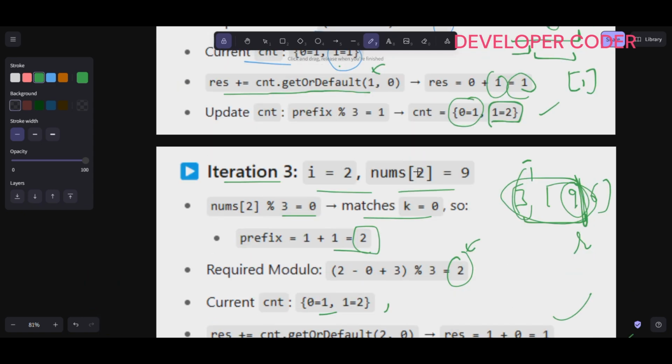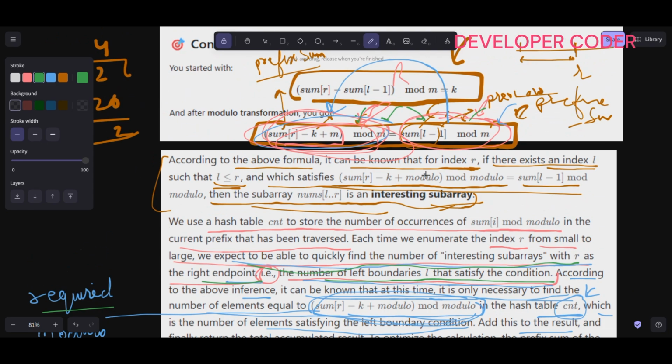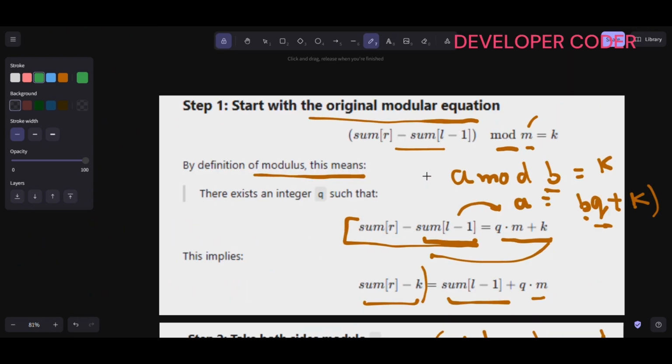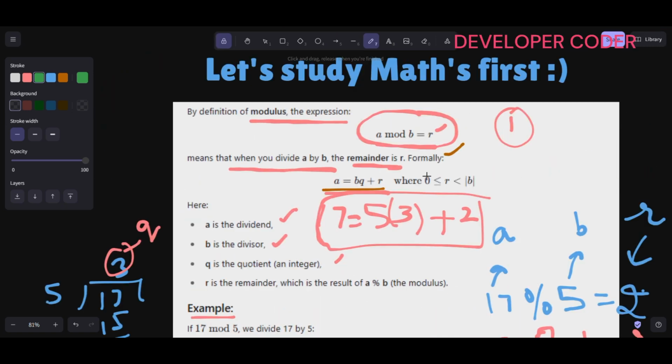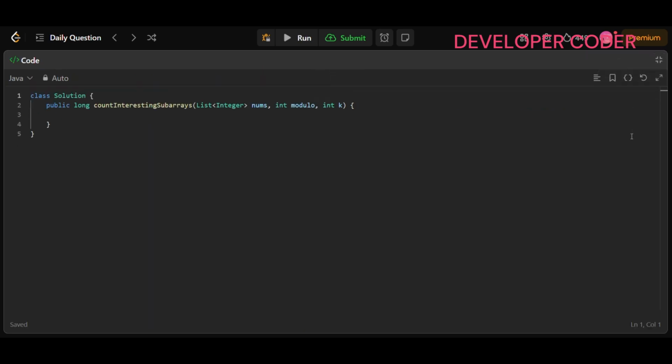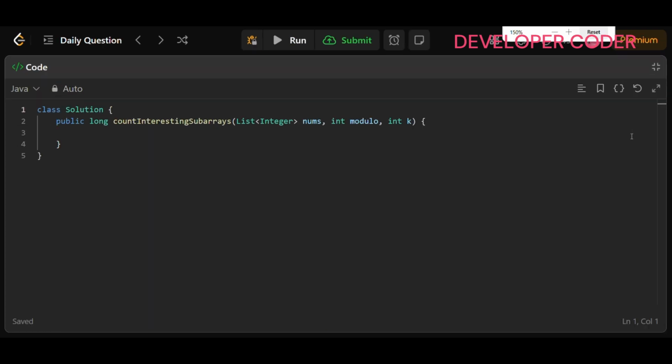You guys will understand much better with the code, which is going to be very simple for this one. Just a little bit of maths is there, so instead of coding, this problem is more related to mathematics, so that's why let's study maths first. Now let's write the code for this. Code is going to be very small for this problem, only a few lines of code.